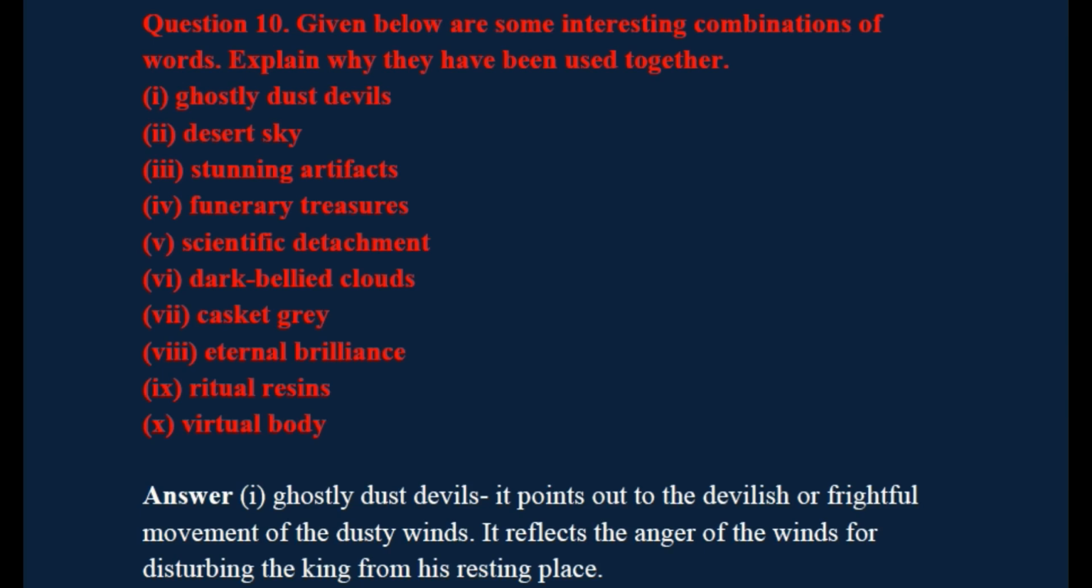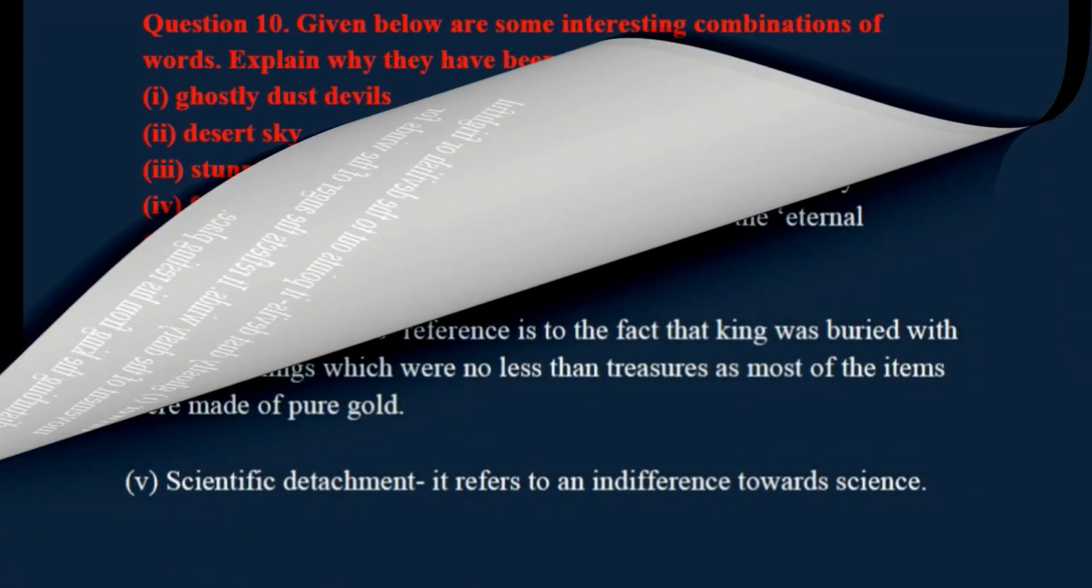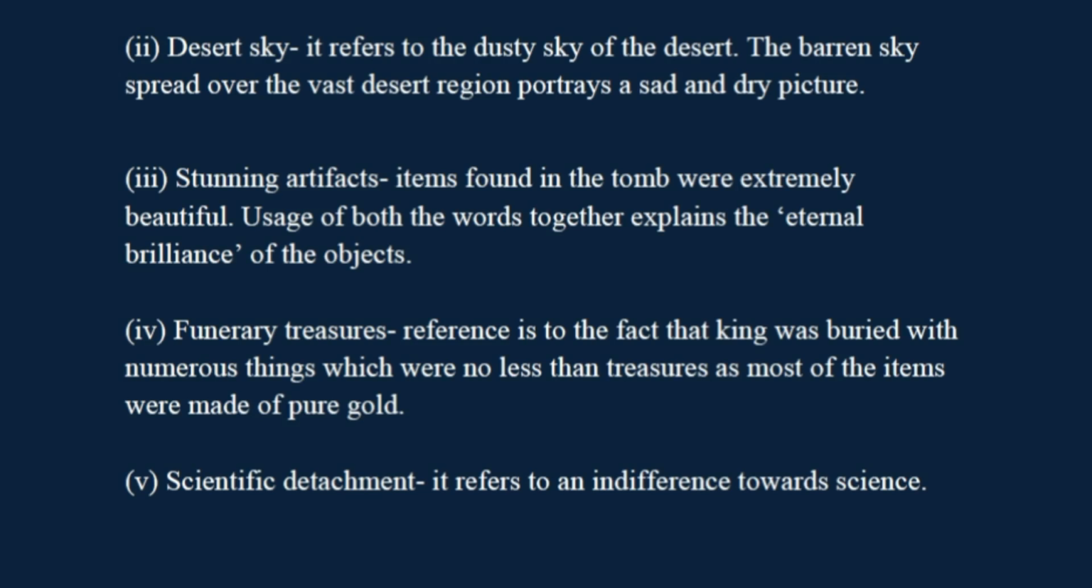Ghostly dust devils. It points out the devilish or frightful movement of the dusty winds. It reflects the anger of the winds for disturbing the king from his resting place. 2. Desert sky. It refers to the dusty sky of the desert. The barren sky spread over the vast desert region portrays a sad and dry picture.